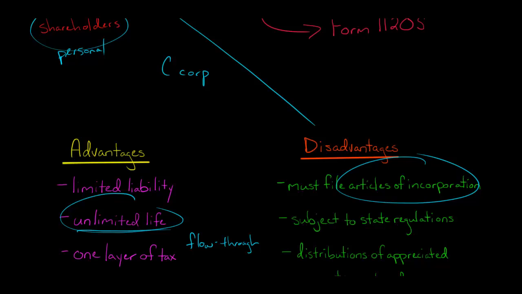So that's one of the main advantages of an S corp over a C corp. Okay, so it's not like the business is taxed and then the shareholders are taxed on dividends. It doesn't work like that. There's just going to be one layer of tax.